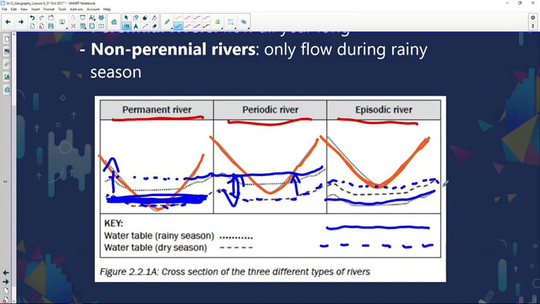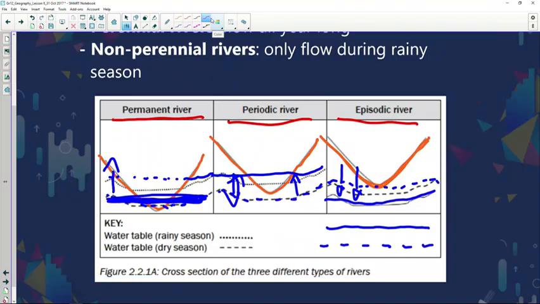And immediately after the storm, the water table will drop below the riverbed. So no water will be visible. Directly after the storm takes place, there will be water visible. But a couple of hours later, most of it will have infiltrated and no water will be visible.